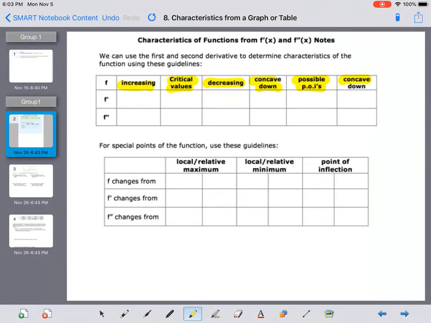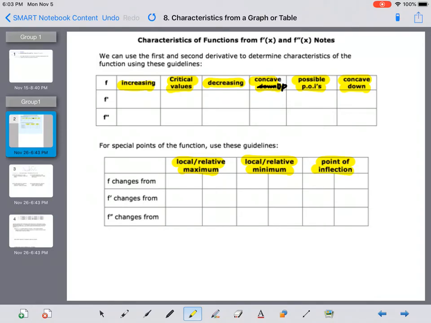So let's change that really quickly. I believe on your paper that doesn't say down, that says up. So let's change that really quickly on here. And then looking at concavity, down, and then we use that also to determine relative extrema, relative minimum, maximum, and then of course points of inflection.